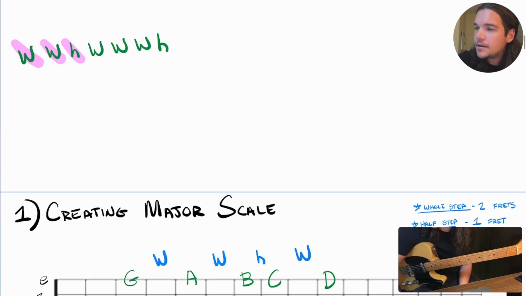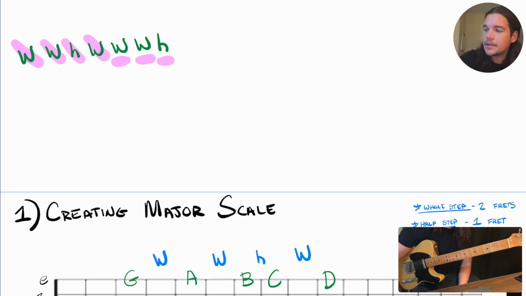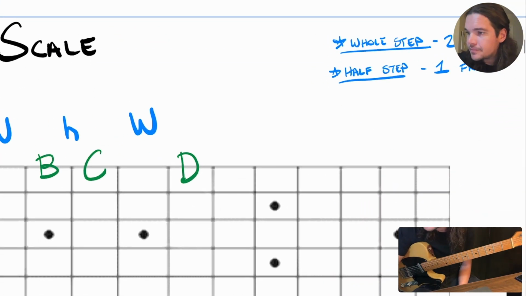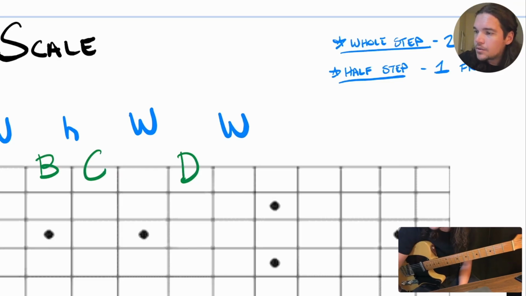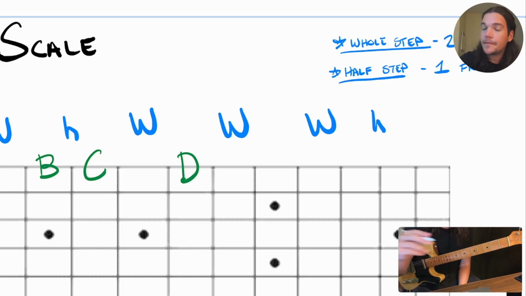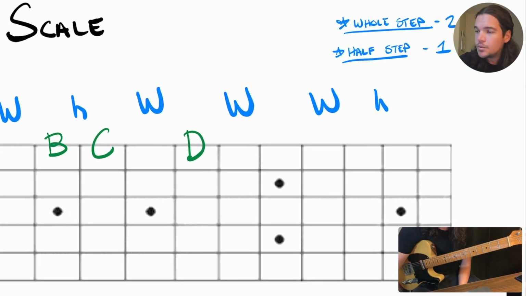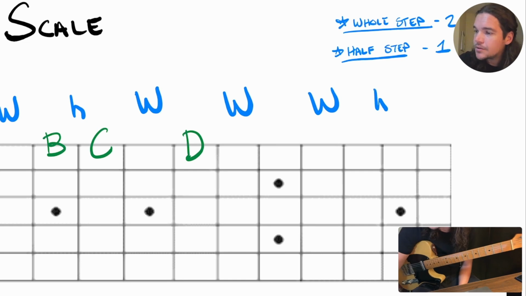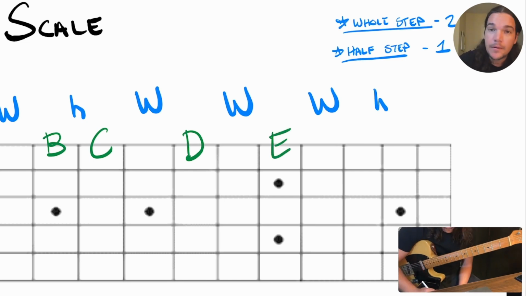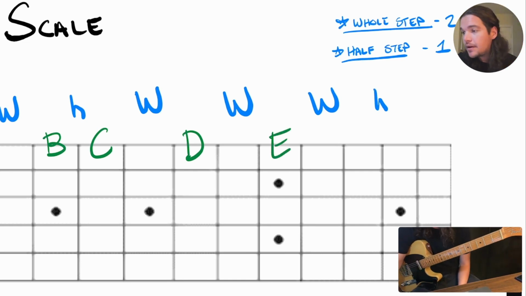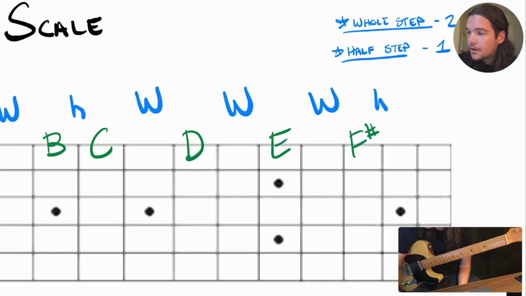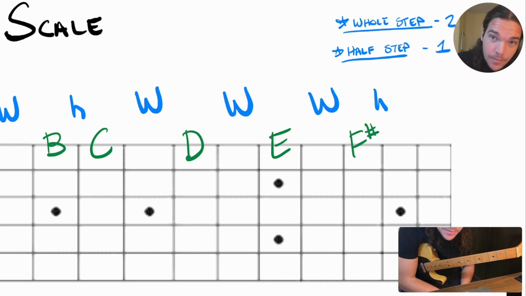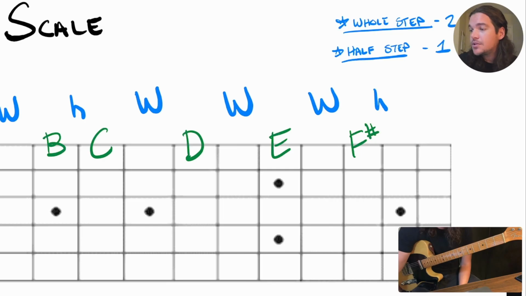All right, I think you guys kind of get the point. So up next, we need another whole step, and then a whole step, and then a half step. So let's go through this kind of quickly. We want a whole step, and then a whole step, and then a half step. So a whole step above D would be the 12th fret, which is E. A whole step above E would be the 14th fret, which is F sharp. A half step above F sharp would be the 15th fret, which is G.